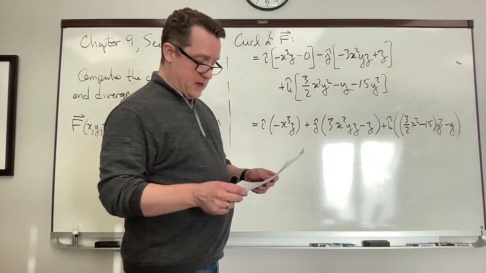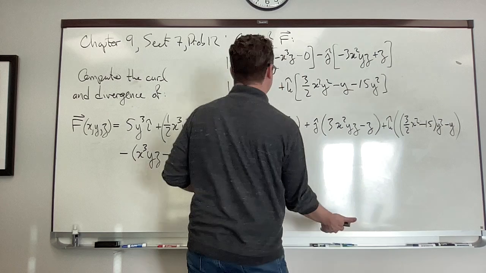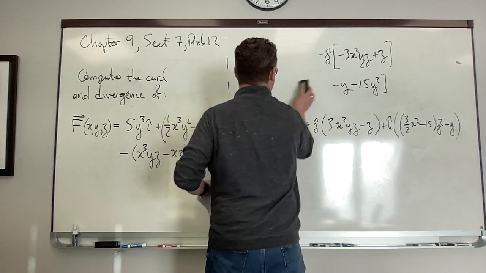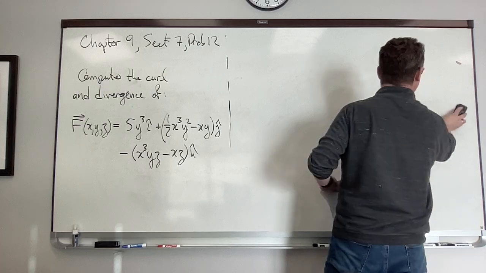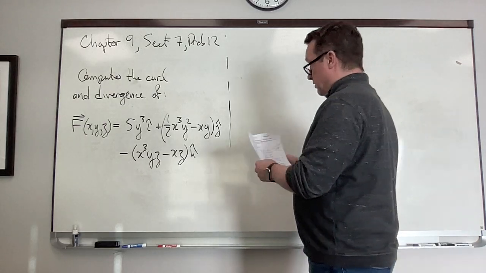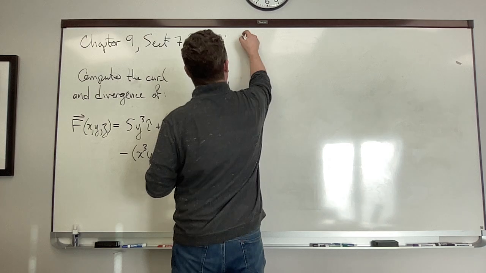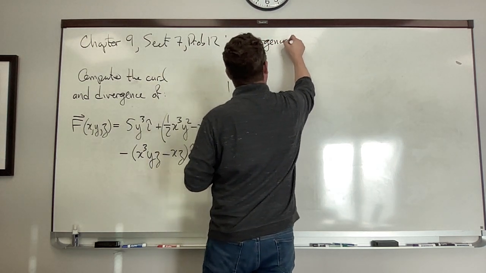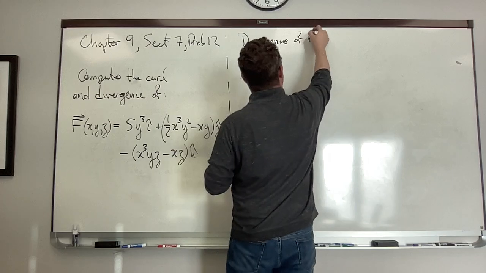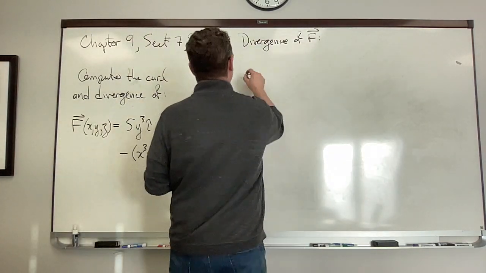That's simple. Now, the second part of the question would be to calculate the divergence of f. And if you remember, the divergences are generally easier. There's just less moving parts in the divergence calculation. So I'll calculate the divergence of f. It is the divergence of a vector field.